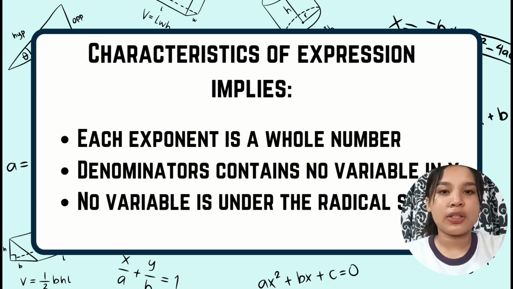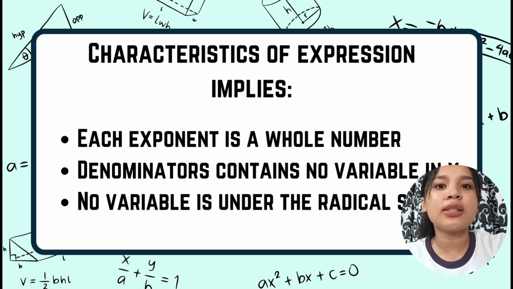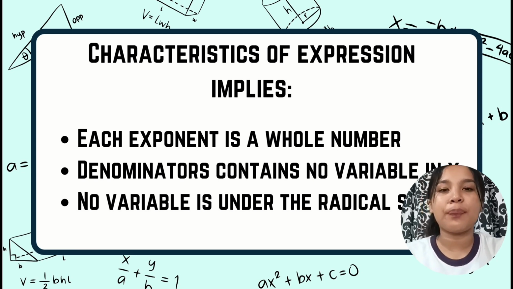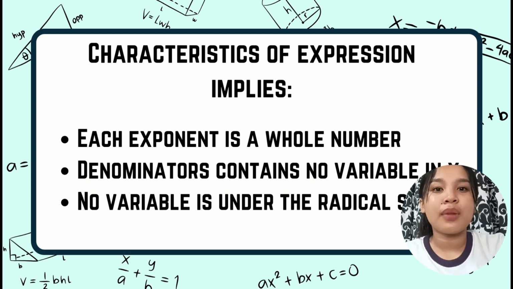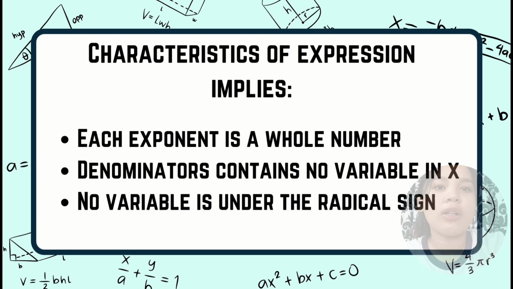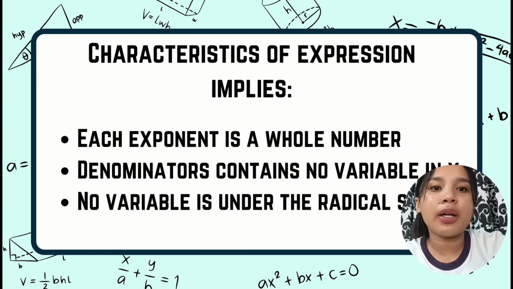Characteristics of the expression: each exponent is a whole number. This means you cannot have a fraction or decimal as a power of the variables. Denominators contain no variable x. The characteristic says that the variable cannot be in the bottom part of a fraction. No variable is under the radical sign. It means that the variable x cannot be under a square root or any other radical sign.